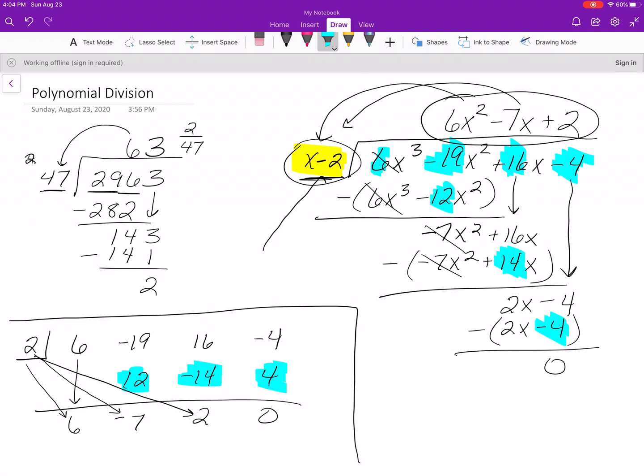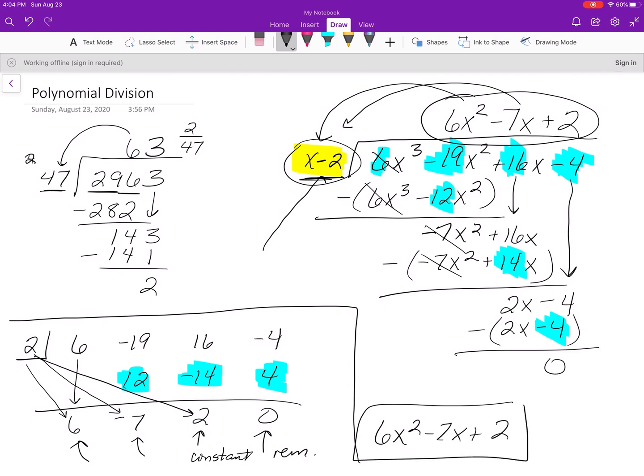And so then your answer is that bottom line of the synthetic division. This is the remainder, if there is one. This is the constant term. And then these are the coefficients of the powers of x. So we still get 6x squared minus 7x plus 2 for our answer. Same quotient that we got up above here.